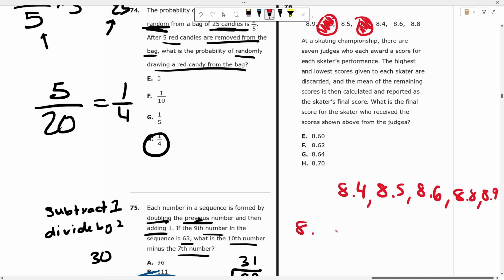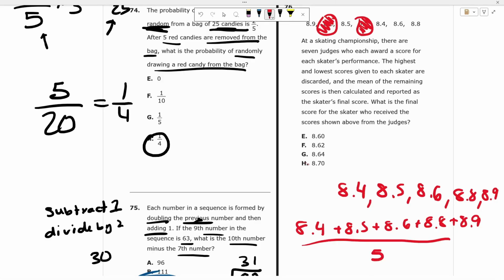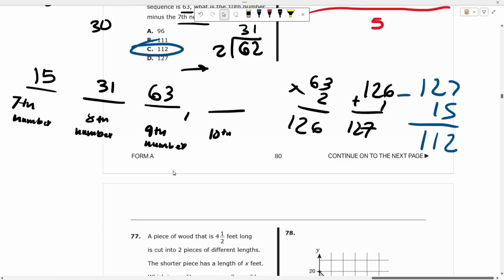How do you find the mean? Well, you add everything up and you divide it by how many there is. So finding the mean is 8.4 plus 8.5 plus 8.6 plus 8.8 plus 8.9, all divided by 1, 2, 3, 4, and 5 pieces of data. So if you add everything together and divide, you get 8.64, or choice G.